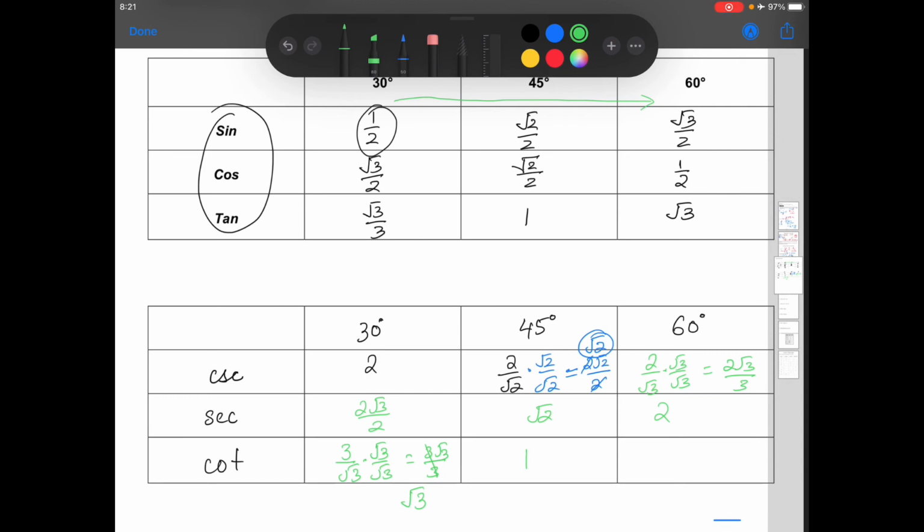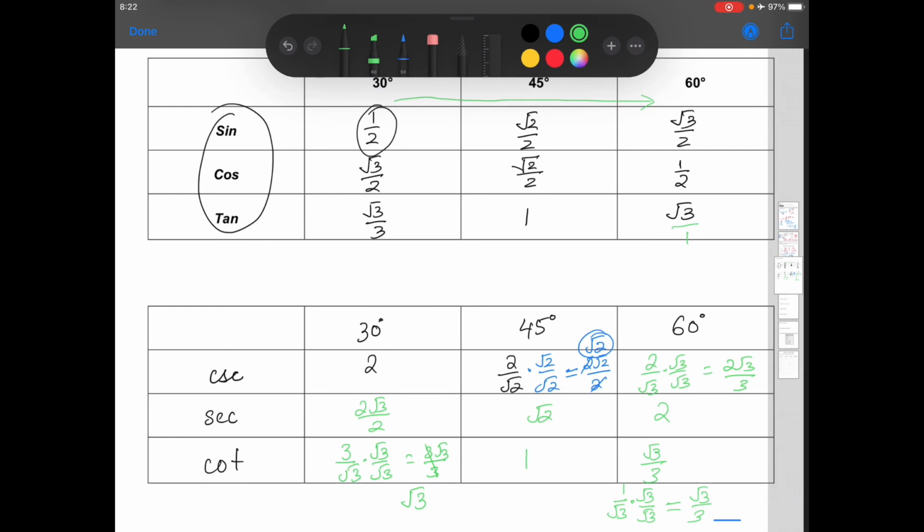This is 1, and this is gonna be √3/3. Again, how did I get that? This was √3/1. I flipped it, so it was 1 over rad 3. Rationalize it, so it's rad 3 over 3, right? That's what we got. So this is how you do it.